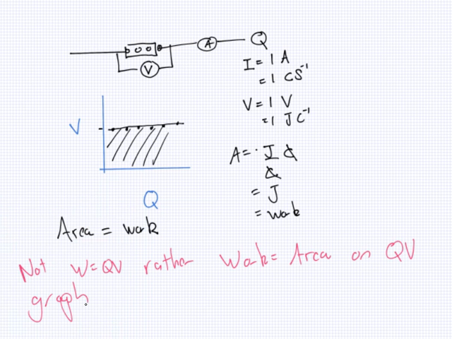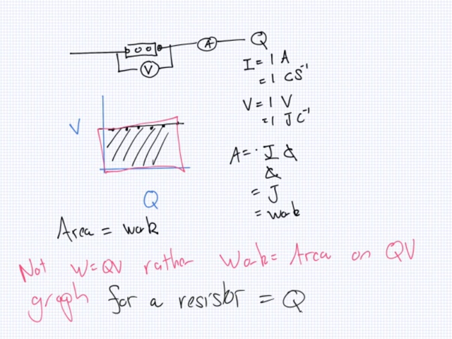Now, if it's a resistor, this will be a straight line. And because it's a straight line, the area will be just Q times V. So, for a resistor, this will actually equal Q times V. But technically, it's the area that is how much work the resistor has done. Okay? That's important. So I think it would be good if you could copy this down, and then we'll have to look at what happens with a capacitor.